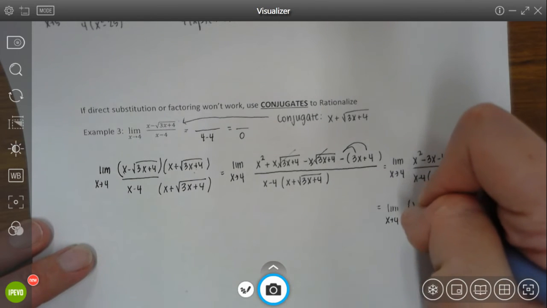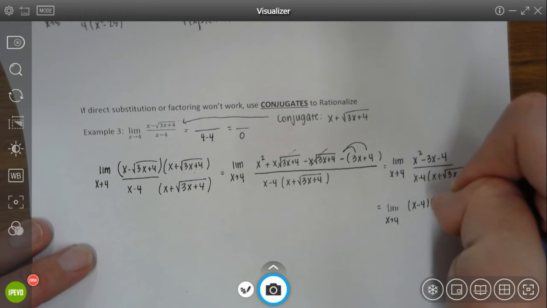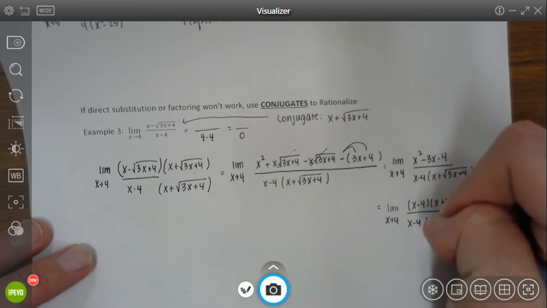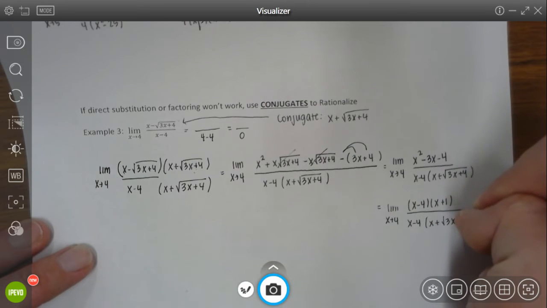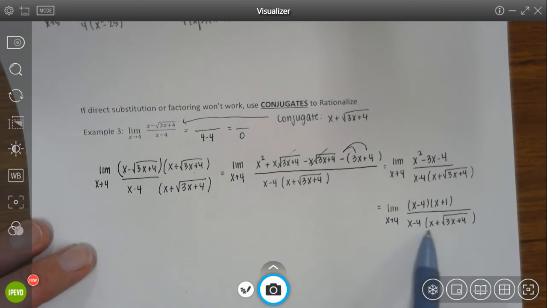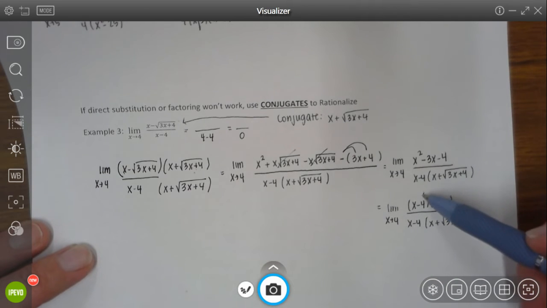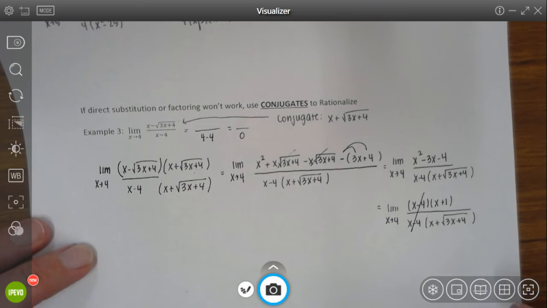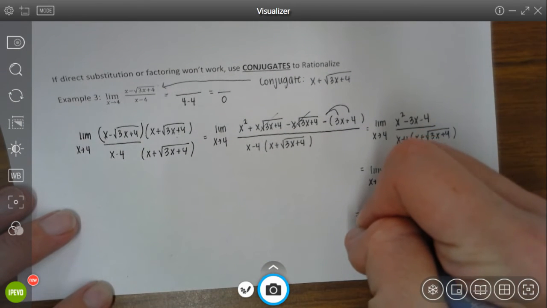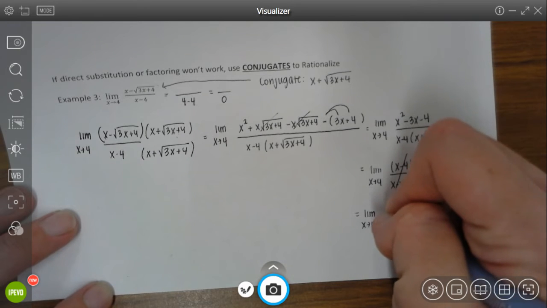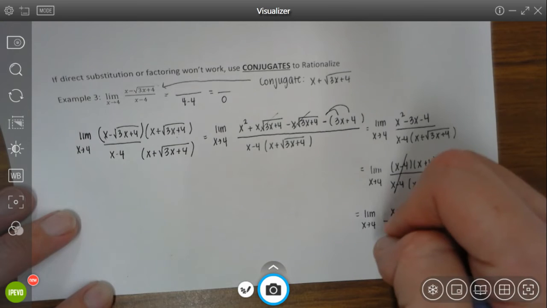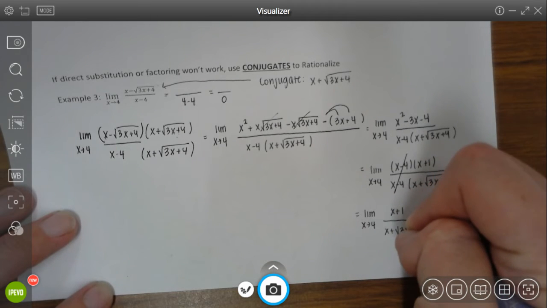So I can factor that into, let's see, x minus 4 times x plus 1. And then again, just bring down that denominator stuff. And here's where the cancellation is going to happen, because now I'm noticing, and this is the reason why I didn't multiply out in the denominator here, is now I'm noticing I have a common factor of x minus 4 that can go away. So what I'm left with is the limit as x approaches 4 of x plus 1 in the numerator. And then I'm just left with the conjugate in the denominator. So x plus the square root of 3x plus 4.